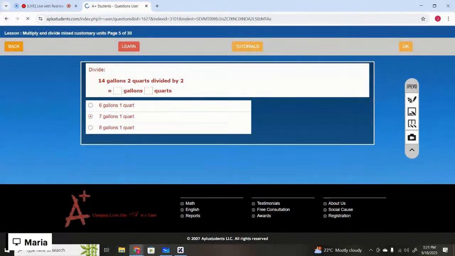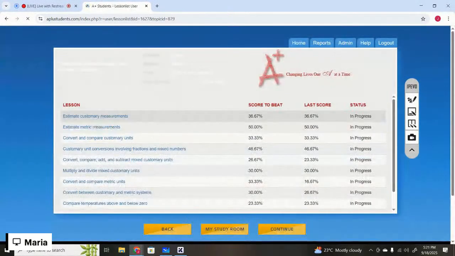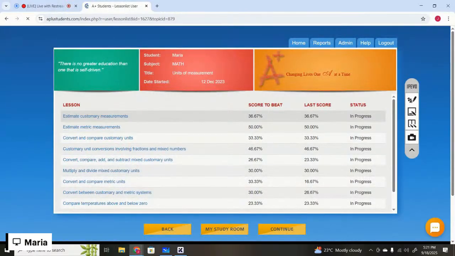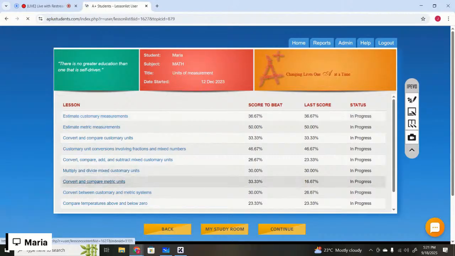You can complete the lesson by yourself later. Let me just move on to the next lesson. The next lesson is multiply, convert and compare metric units.